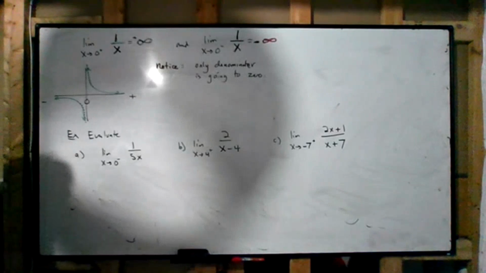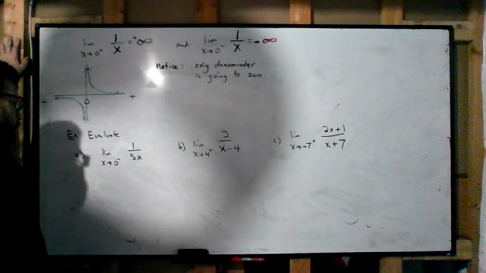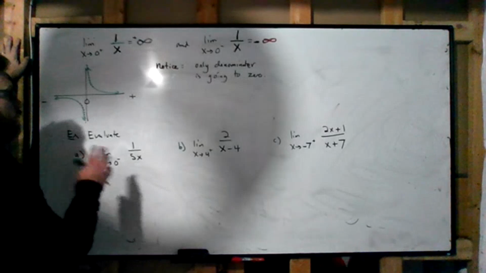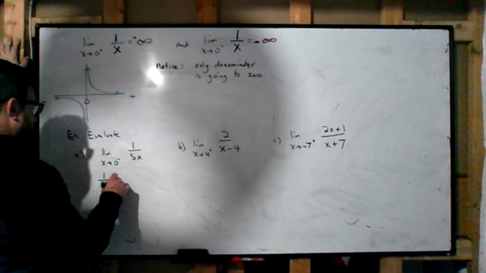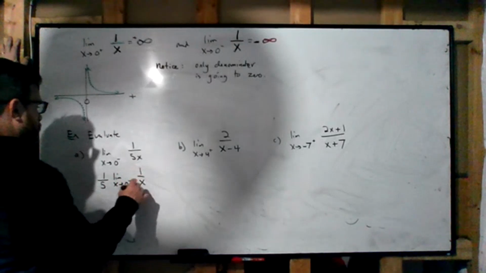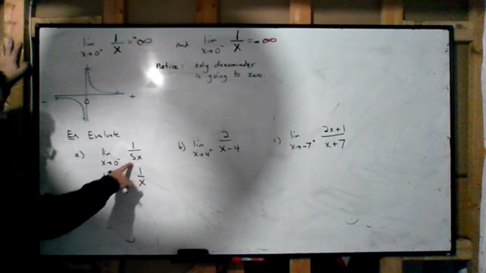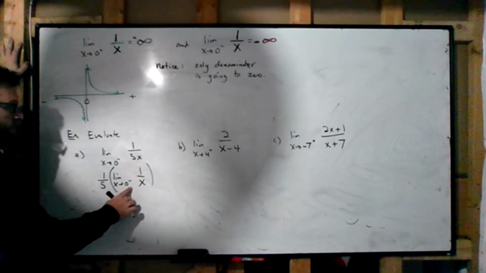All right, so these are the types that you're going to see. If I want to find the limit of this as x goes to 0, what I notice is I see a 1 over x in here. I can pull out constants, so I can pull out that 1/5. I have the limit as x approaches 0 from the negative side of 1 over x. Remember that 5's on the bottom, so it still better be on the bottom when you're done. And this value is a known value.